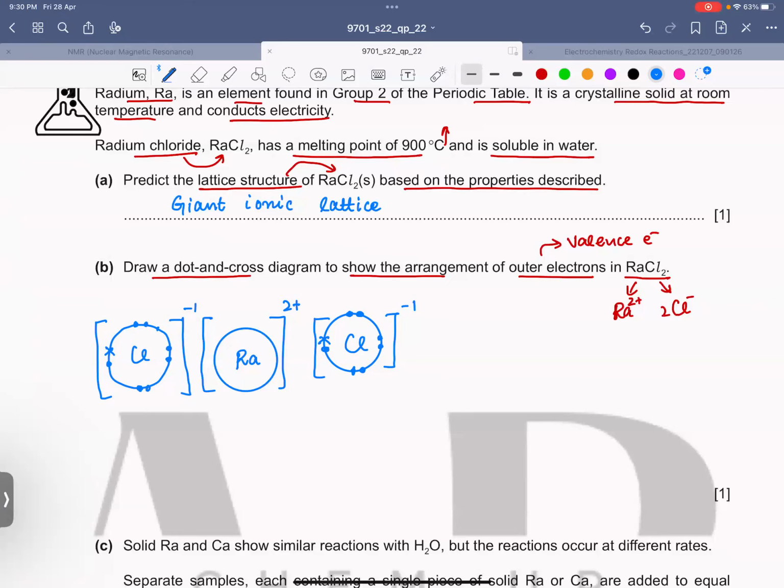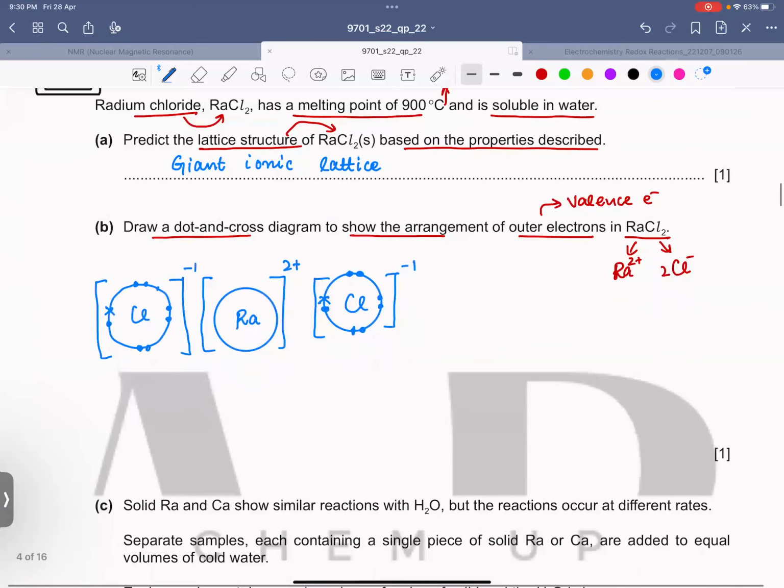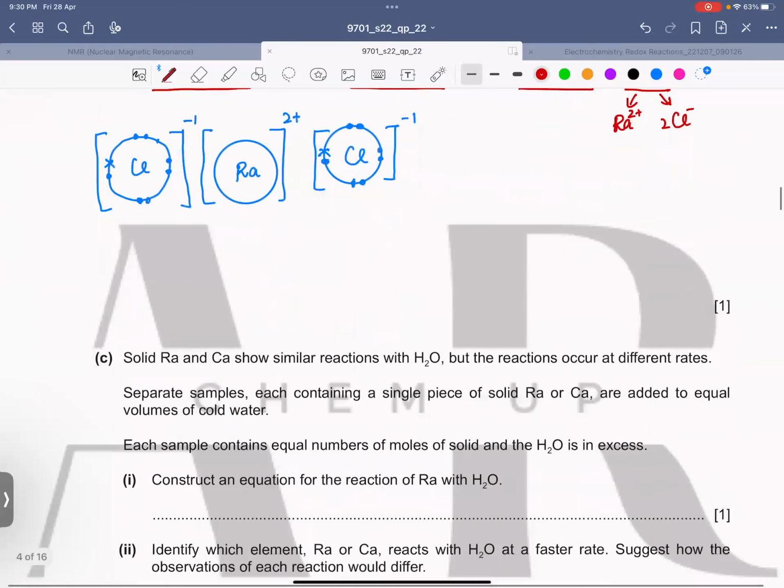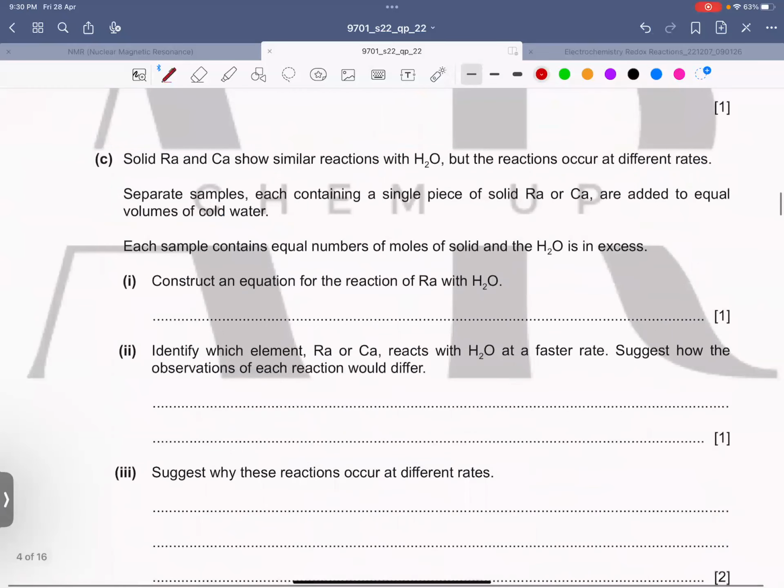Is this clear to everyone, the dot and cross diagram? Yes, sir. Okay. Then solid radium and calcium show similar reactions with H2O, but the reactions occur at different rates.